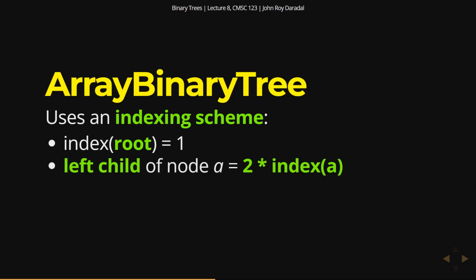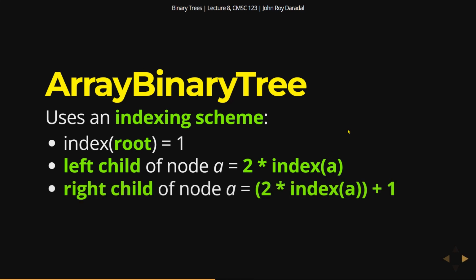The left child of, let's say, node A would be placed at 2 times the index of node A. And then the right child of node A would be at 2 times the index of A plus 1. So the left child and the right child would be next to each other, because you have 2 times the index of A and then 2 times the index of A plus 1. So the right child is right after the left child, basically.